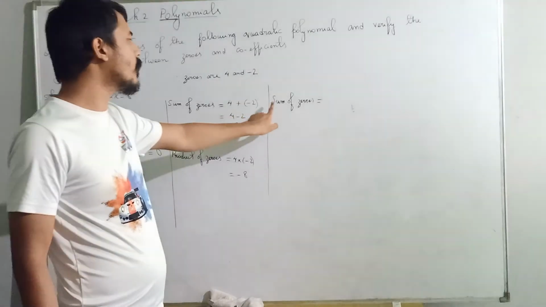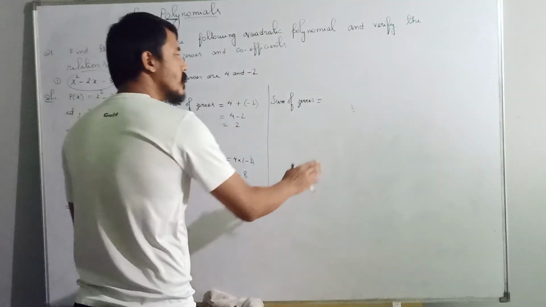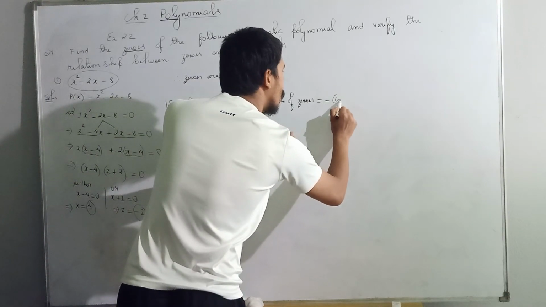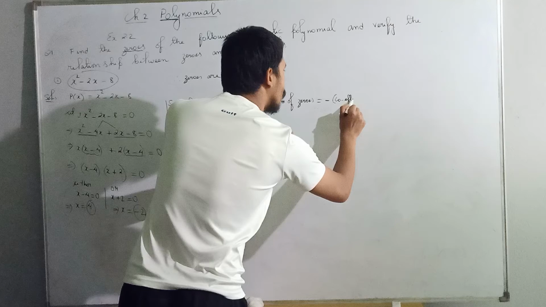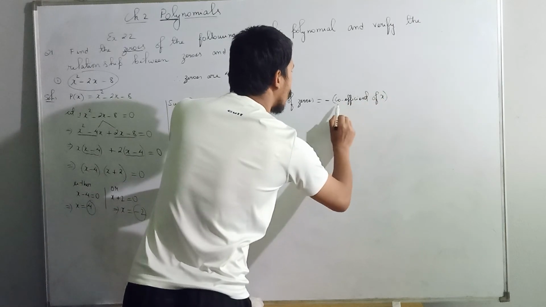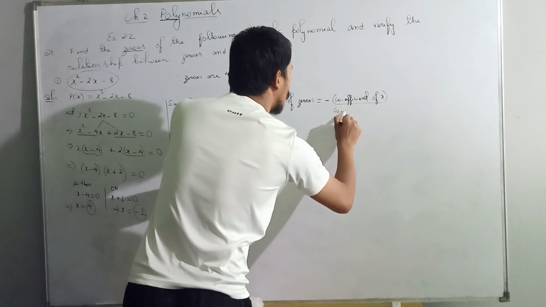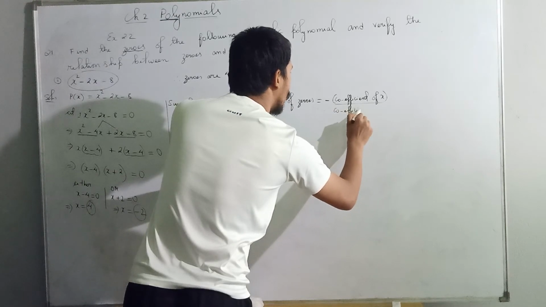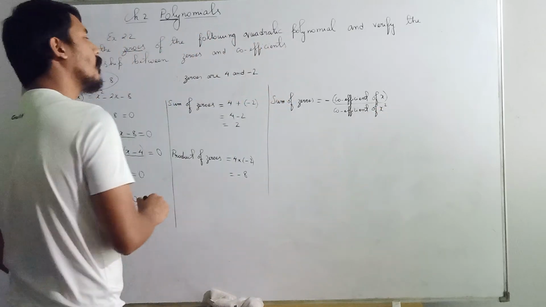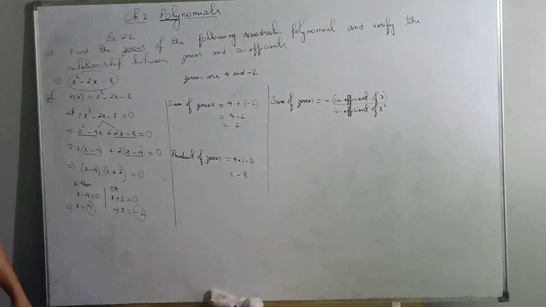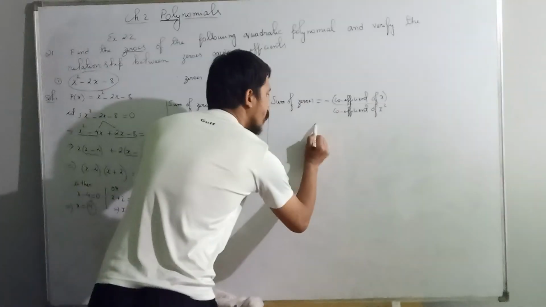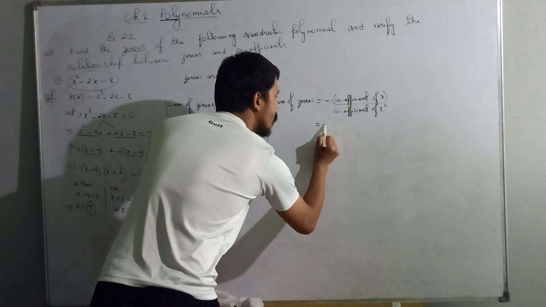So the formula for determining the sum of zeros is minus coefficient of x upon coefficient of x squared. So this is the formula for determining the sum of the zeros even without knowing the zeros. Now let's see this, keeping the negative sign as it is.